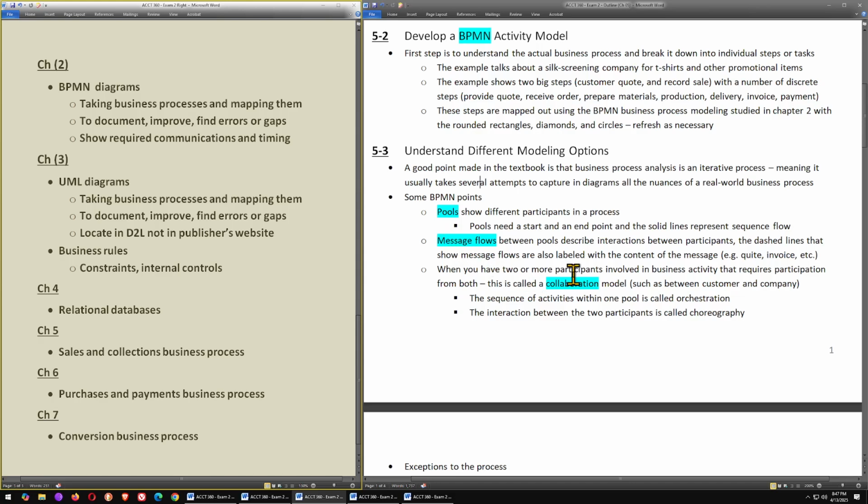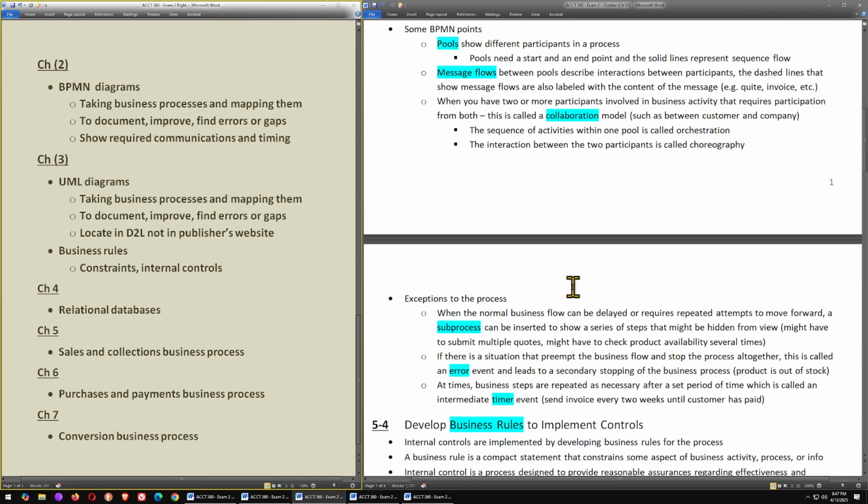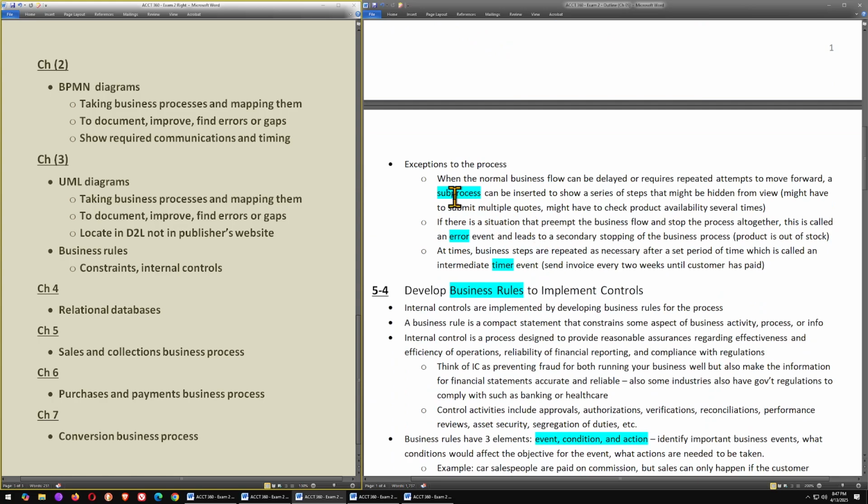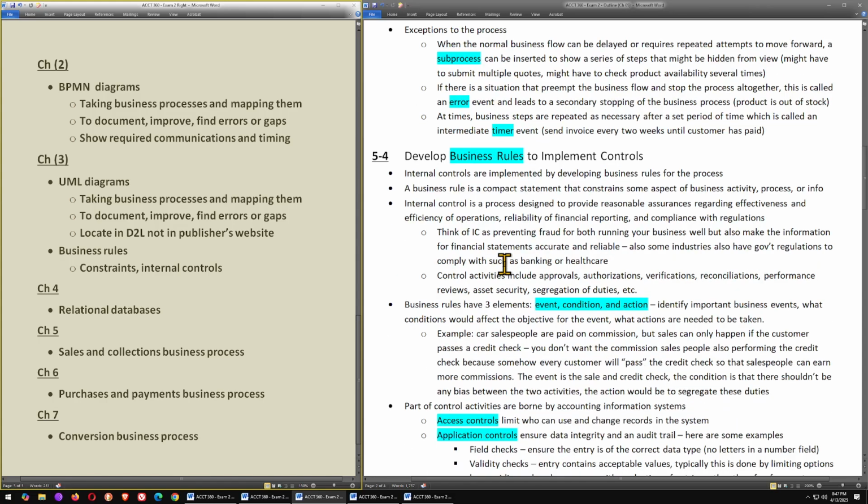This is a collaboration model, meaning you're showing not only your company, but another entity, another participant. Here the two participants are customer and company. If you have a model that's just showing an internal business process, that wouldn't be a collaboration model. Some other things in the process are a sub-process, an error, and a timing event. Make sure you understand what those are. As you see from the quiz, there's no graphing involved in the exam.